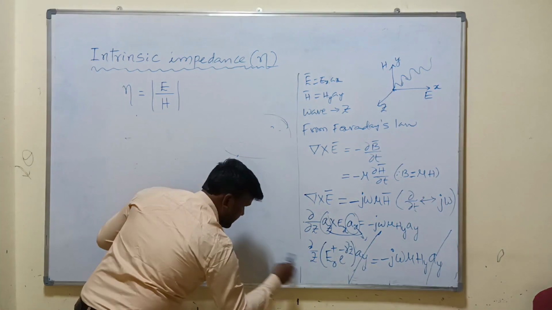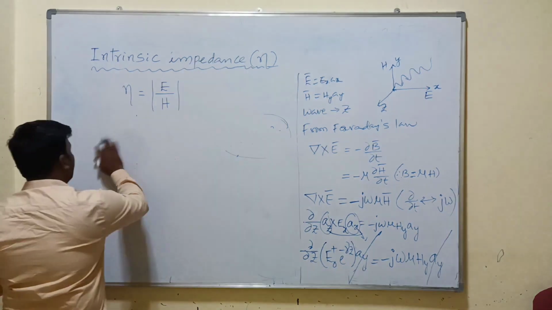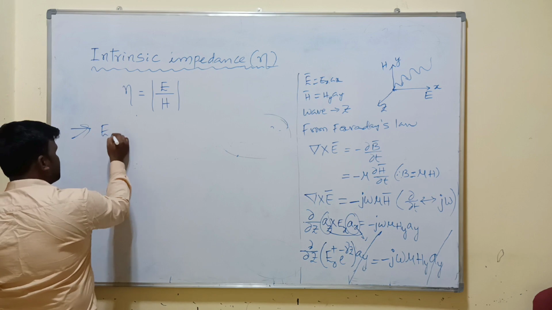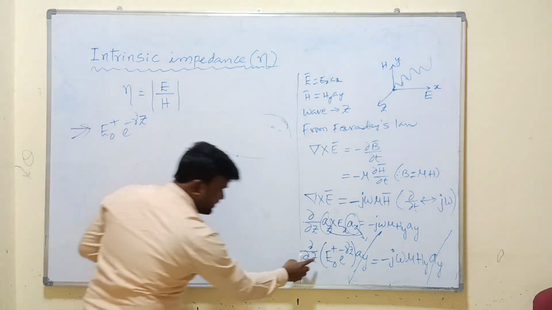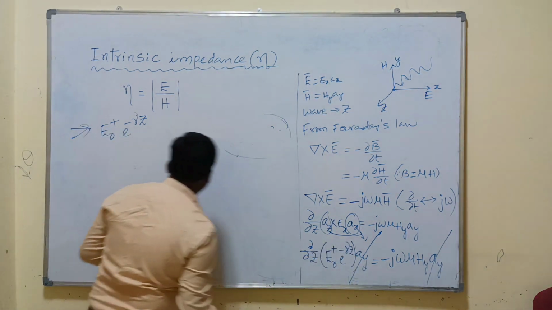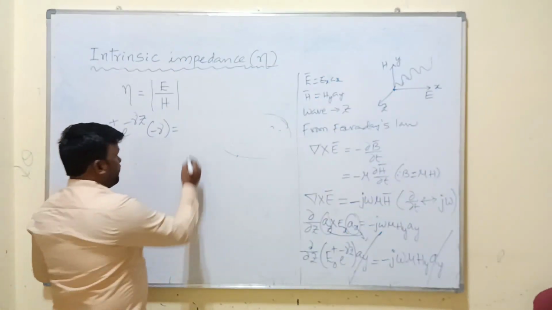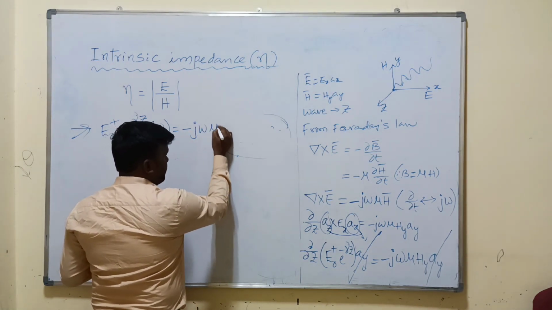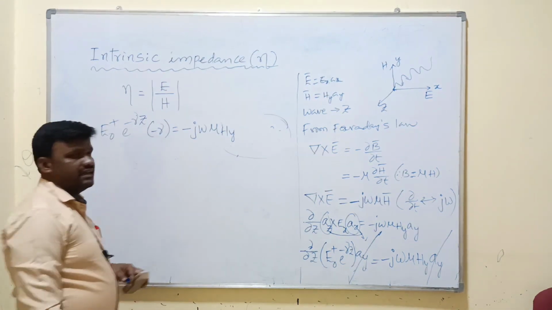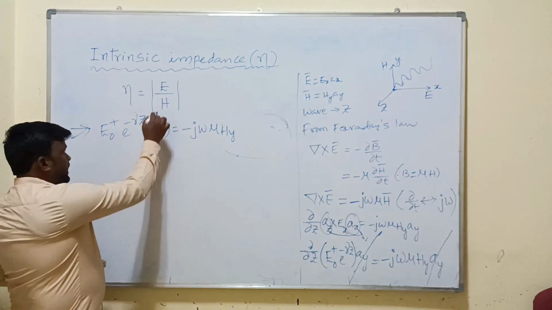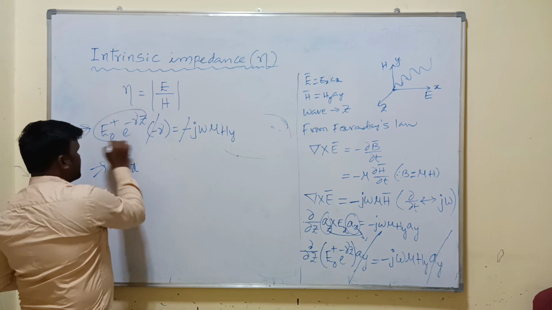Differentiation of this E naught plus e to the power minus gamma z with respect to z gives what? That is E naught plus e to the power minus gamma z. Differentiation of this with respect to z, that is e to the power minus gamma z. Differentiation gives e to the power minus gamma z into minus gamma, minus j omega mu into Hy. Then this minus cancels, and it is equal to what? Generally it is Ex.